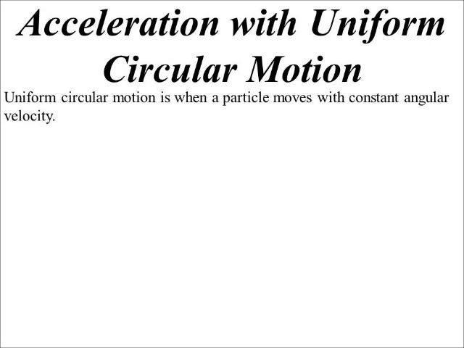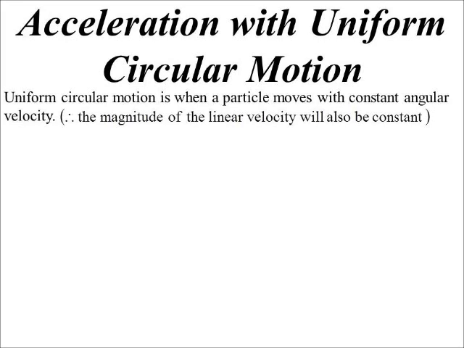Now it would be simple, I guess, to say, oh, well, if it has constant angular velocity, then the acceleration surely is zero. But it's not. The linear velocity stays constant, because remember, v equals r times omega. So if omega is constant, the linear velocity is constant. And so, yes, you would think acceleration is constant as well. Problem is, there's directional change.